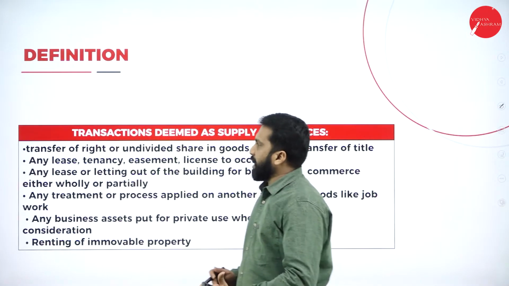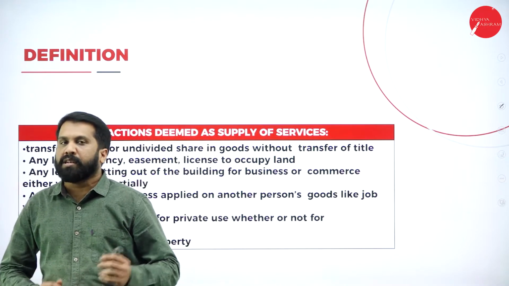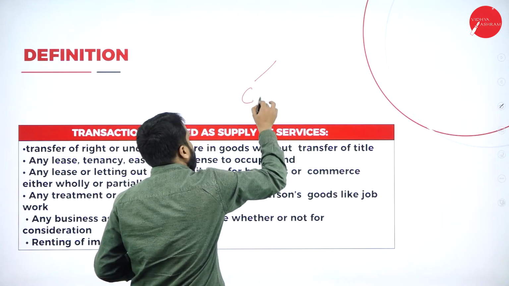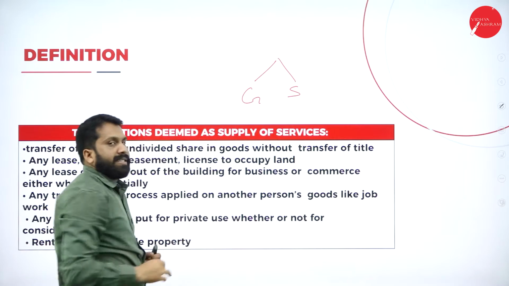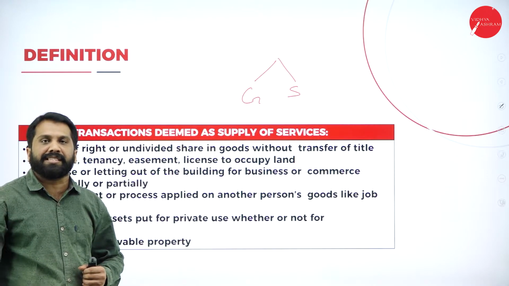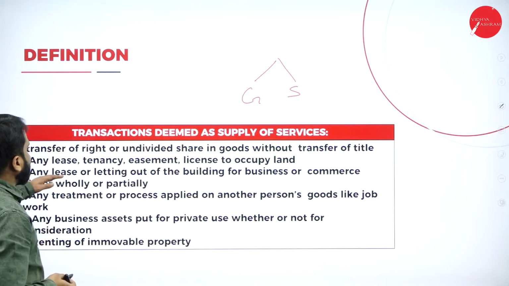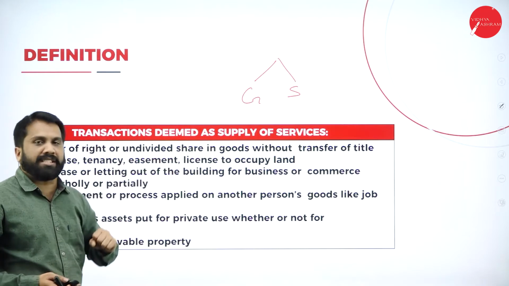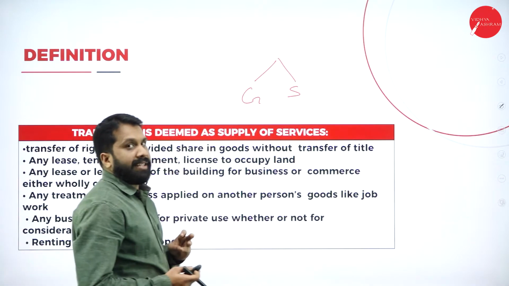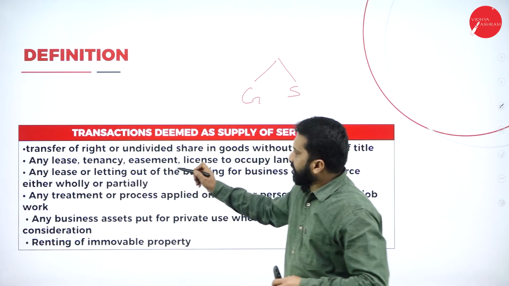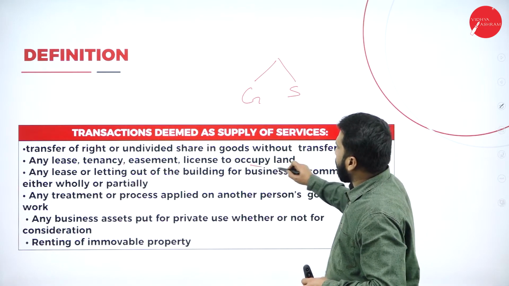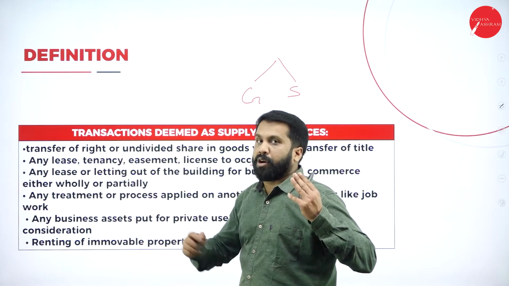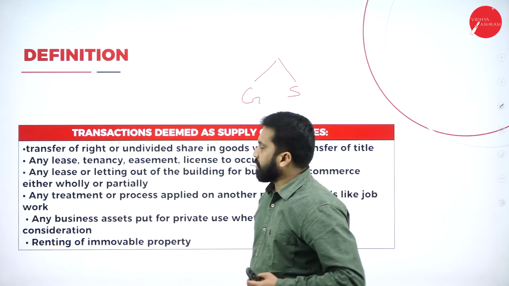Now we have the same thing, deemed supply, not goods, but services. In the deemed supply, we have two things. One will be goods, another one will be services. Now we are talking about services. First, transfer of right or undivided share in goods without transfer of title. And the second one, any lease, tenancy, easement, license to occupy land. These are the services you are providing, called deemed supply.